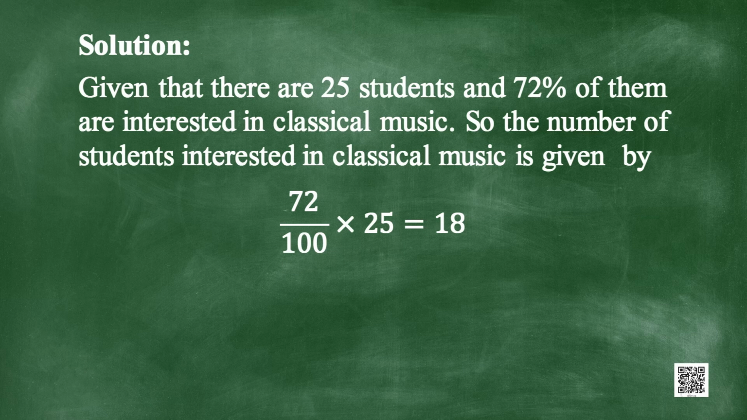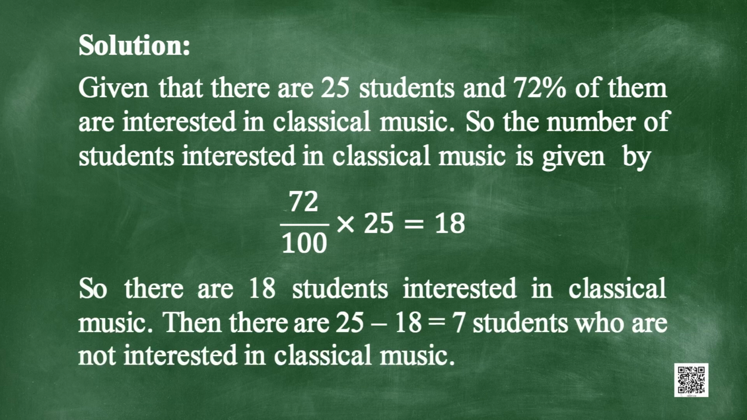72%, that is 72 by 100 of 25. So, multiplied with 25, we can cancel 25 with 100, which gives 4 times. So, 72 divided by 4 will be equal to 18. So, there are 18 students interested in classical music.